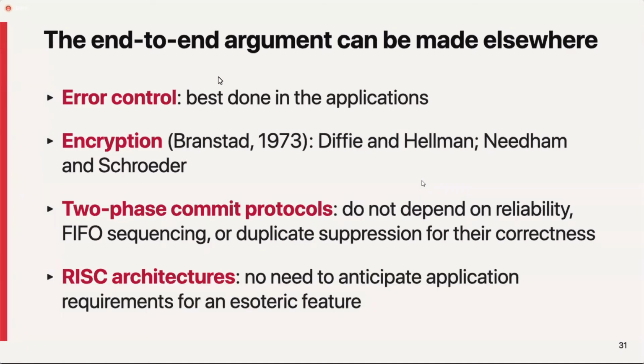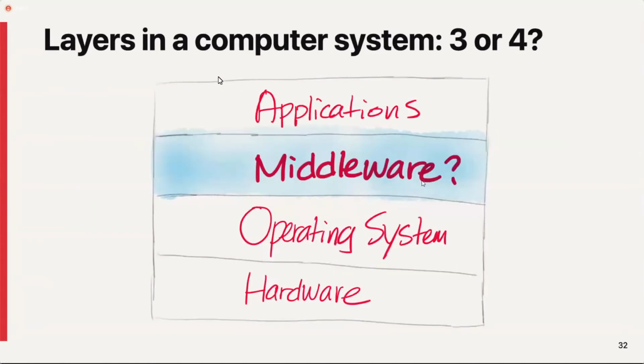Believe it or not, even in hardware design, RISC architectures, we're actually doing something that is very similar to following the end-to-end argument, in the sense that we don't really need to anticipate the application requirements for introducing esoteric features or instructions. We don't have to have a multimedia instruction just to accommodate a small percentage of multimedia applications and make them a little bit faster. And that is the argument originally when the designers of RISC architectures proposed. And so far, right now, all of our edge devices, cell phones, and so on, they're using ARM, which is using a RISC architecture.